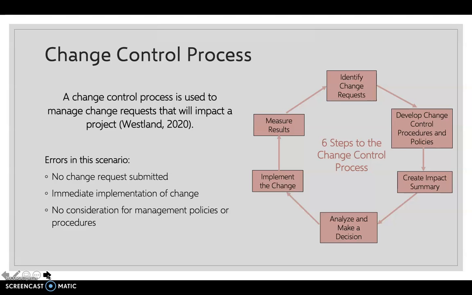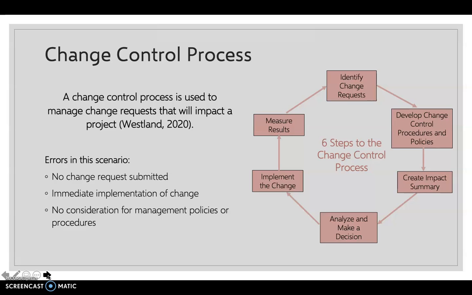A change control process is used in project management to manage and capture change requests that will impact a project from the point that they are identified through to the point of approval or rejection. It's important to follow this process as it ensures that every change request is thoroughly evaluated to avoid disruptions in the project and wasted time or resources. In this scenario, the change control process should have started when the bedside nurse came forward with a change request for nursing documentation, but unfortunately the IT analyst immediately implemented the change without considering change management policies and procedures.